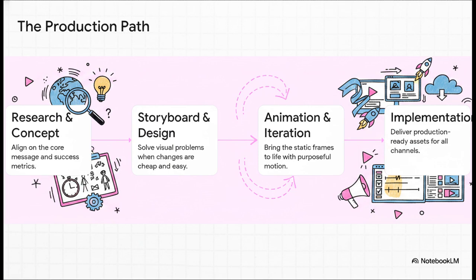So, once that script is locked in, the production follows its own structured path. It kicks off with research to make sure everyone's aligned on the core message. Then comes storyboarding, which is probably the most critical step before you animate anything. This is where you solve all the visual problems on paper. Then you move into animation, and finally, delivery. This whole process just ensures that every single visual choice serves the story.